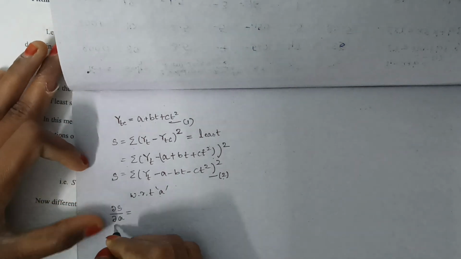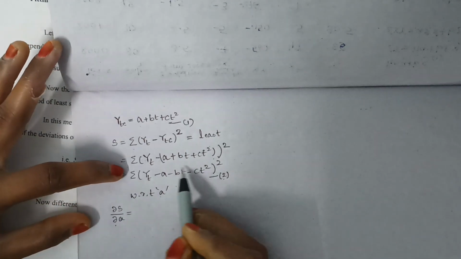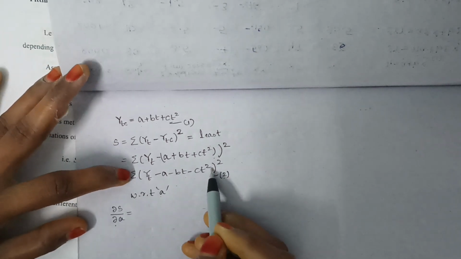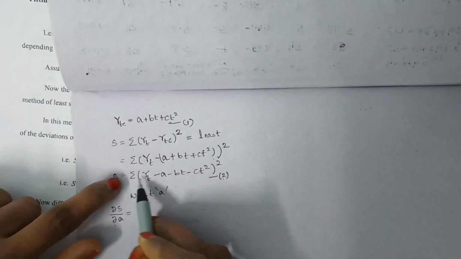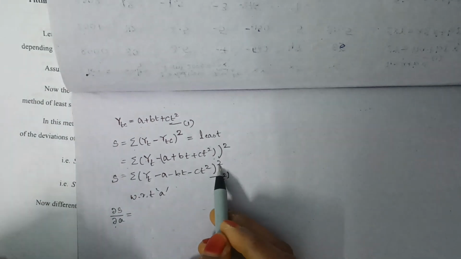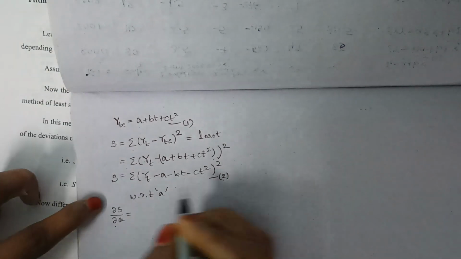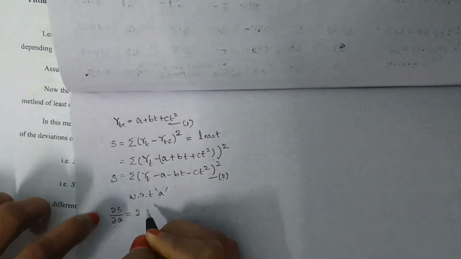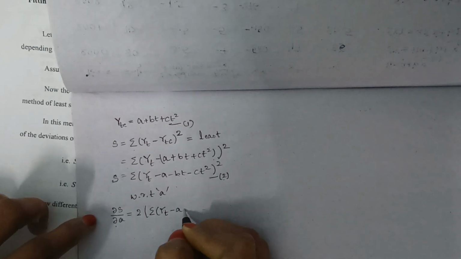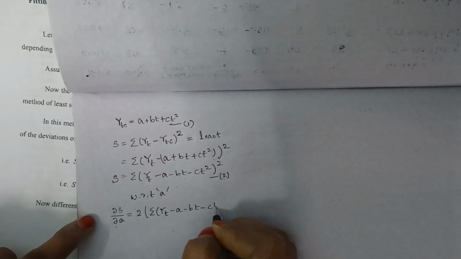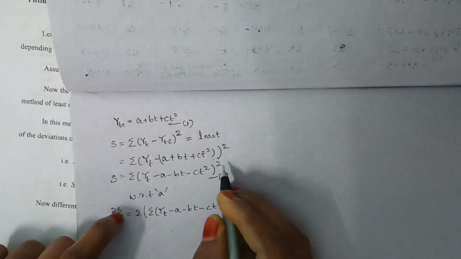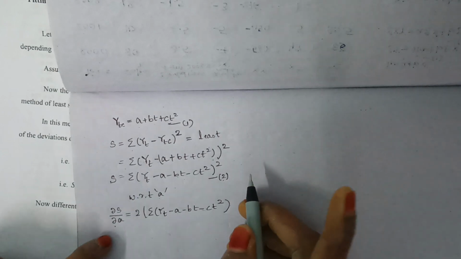So we get dou s by dou a is equals to, here if you consider this whole summation yt minus a minus bt minus ct square as x, then differentiation of x to the power of n is n into x to the power of n minus 1. So 2 into x, where x is summation yt minus a minus bt minus ct square. N is 2, 2 minus 1 is 1, so we get power 1.